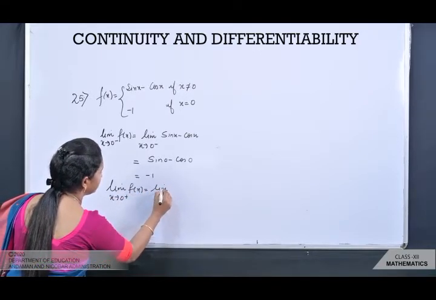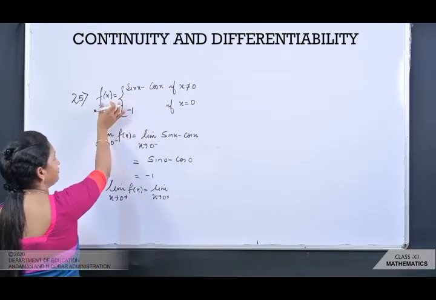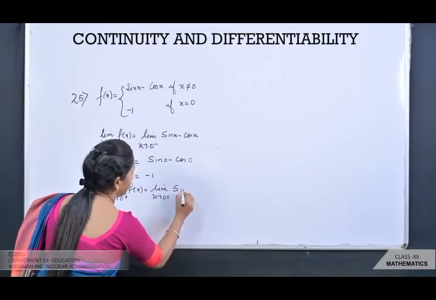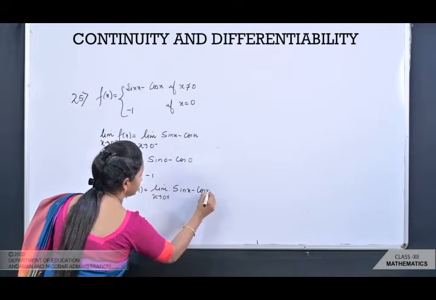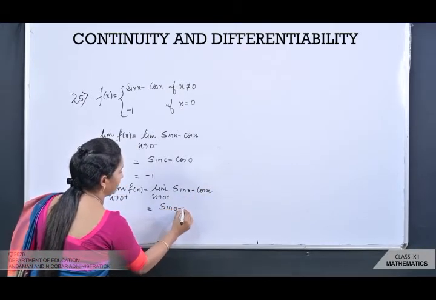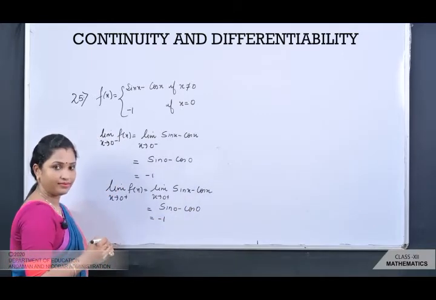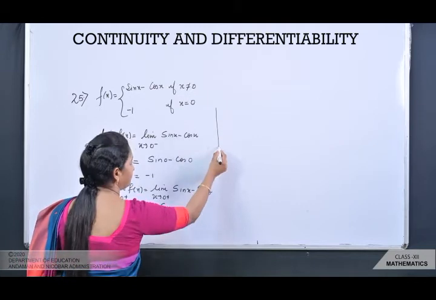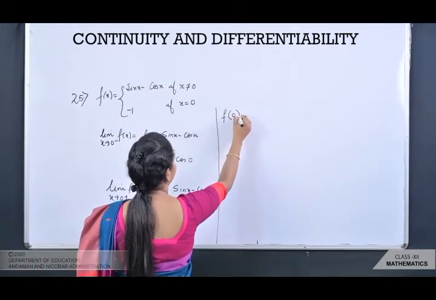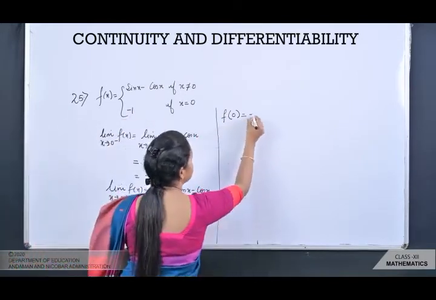Now, then we will find the right hand limit here. So when we find the right hand limit, again we will observe that the function is same, that is sin x minus cos x. So you are going to write down sin x minus cos x. Again when you apply 0 here, you are going to get sin 0 minus cos 0, which is nothing but minus 1. Clear? Now the last is the value of the function at that particular point, that is f of 0, and it's already given to you as minus 1.